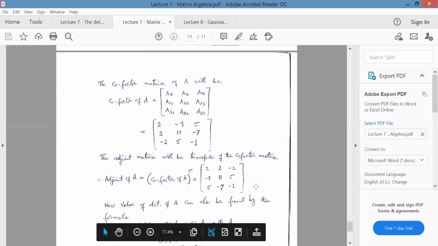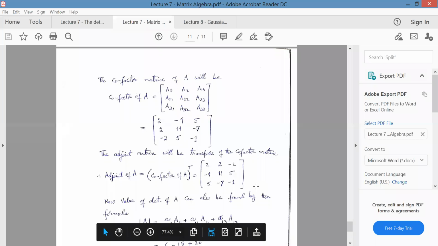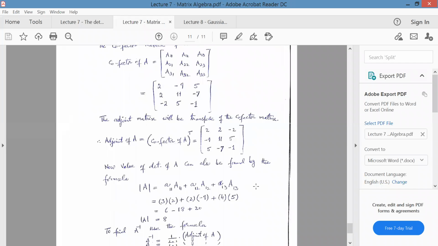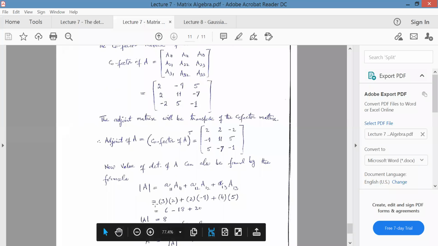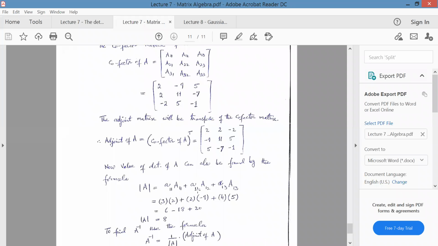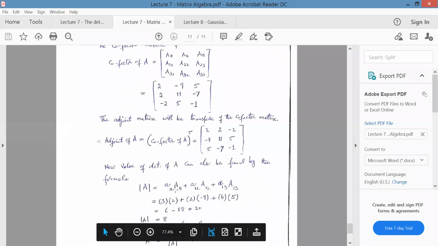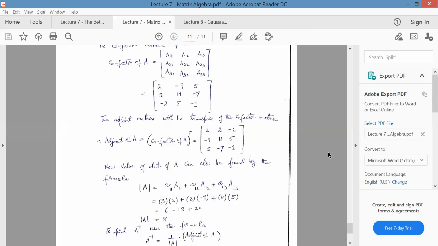So after getting adjoint of A, you need to find the value of determinant of A. Now the value of the determinant of A can be found by this formula. This formula was taught to you last time even. So remember, a11 is the element in the first row, first column, a12 in the given matrix, in the matrix A. Okay. Small a11, a12 or a13. Let's see what were the elements in A.